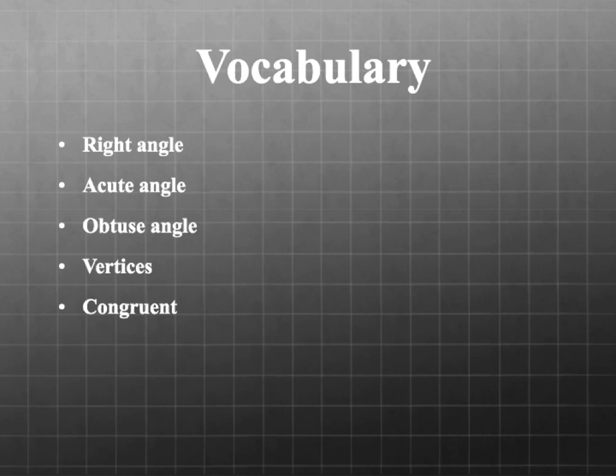We have vertices. Vertices are kind of like the elbow of the shape. So imagine where 2 lines are meeting, it's making like a little corner. That corner is called the vertice. That's also where the angle in the shape lives, is in the vertice. And then congruent. Congruent is when you have 2 shapes that have either the same angle measure or the same side measure.